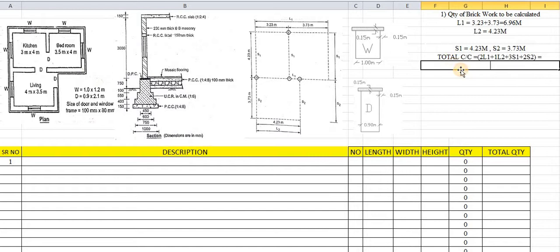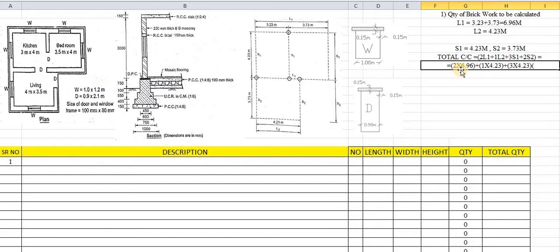So then we will write down the values. This is equal to 2 numbers of L1, it has been calculated as 6.96, so 6.96 we have taken as L1. Again it has been added with 1 number of L2, so L2 it has been 4.23, plus S1 it has been 3 numbers, so 3 multiplied by S1, it has been taken as 4.23.